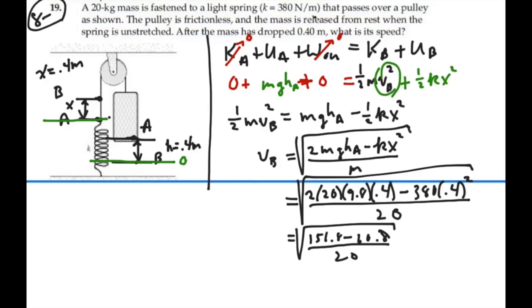So the square root of 4.8, I get 2.19 meters per second. So that is our velocity at point B. After this thing has fallen, we get a velocity at B of 2.19 meters per second.